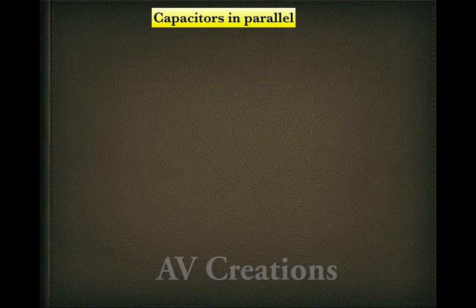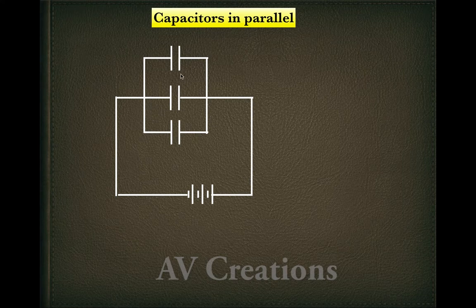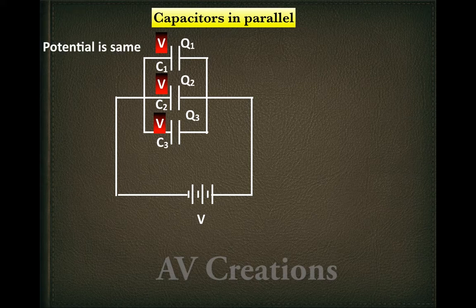Now capacitors in parallel. So we are considering a parallel connection. These capacitors are in parallel, and this voltage is V; this is Q1, the capacitance is C1, Q2, C2, Q3, C3. And here the voltage, the potential, is the same everywhere. Each capacitor has the same potential. How can we find the total charge? Q1 plus Q2 plus Q3.